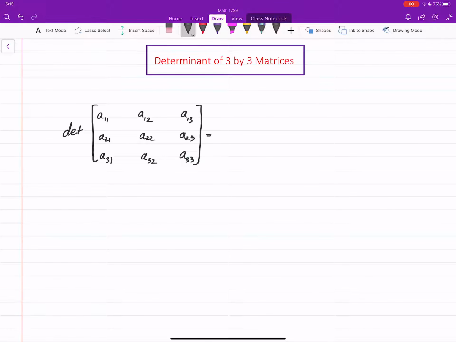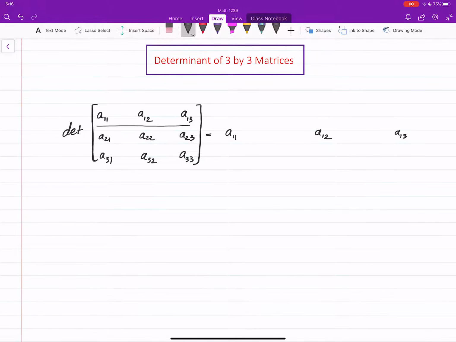So first of all, we will go on the first row, and what we do is this. Pick one by one these entries: A11, A12, A13. Then there's another thing. You put signs. For the first one, it will be plus, second one minus, the third one again plus. Alternate. Starting with plus, then go back there.